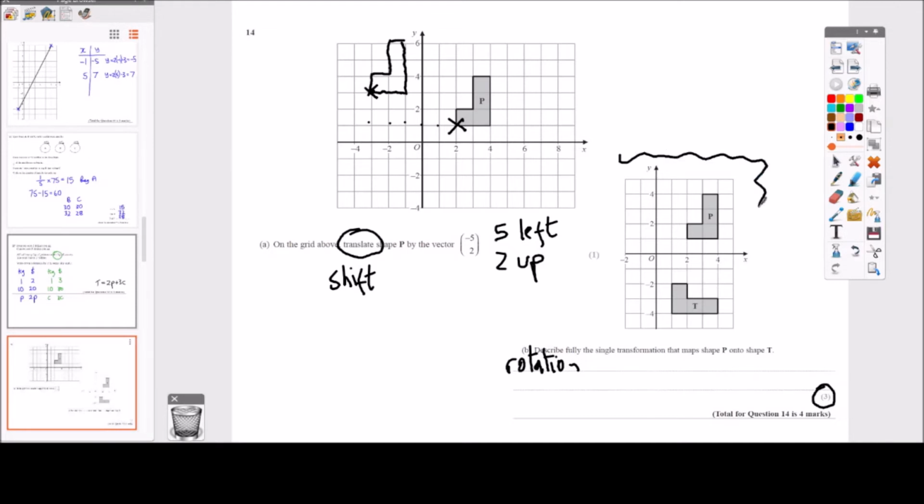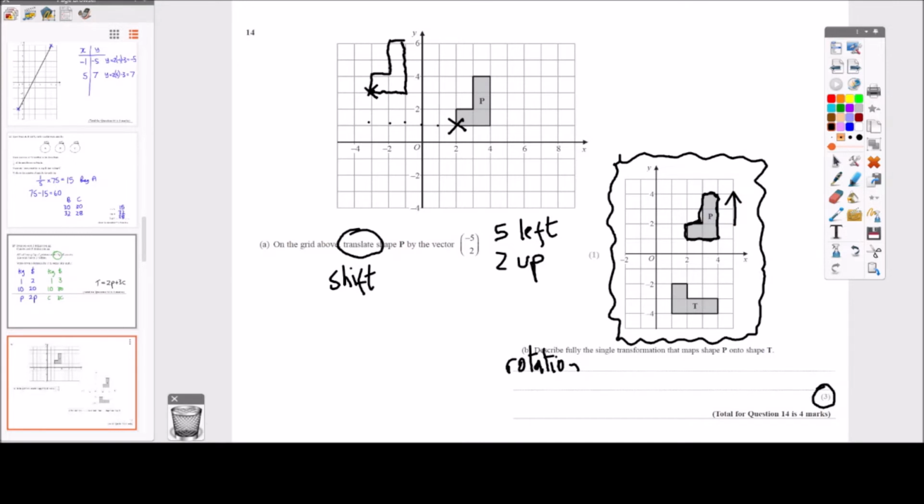Now my second 2 points, I would really confirm this with tracing paper. Okay, I would put tracing paper over the 2 shapes. You're always given tracing paper in the exam. I would draw around the P shape, I would do an arrow pointing upwards on the tracing paper, and then I would experiment.